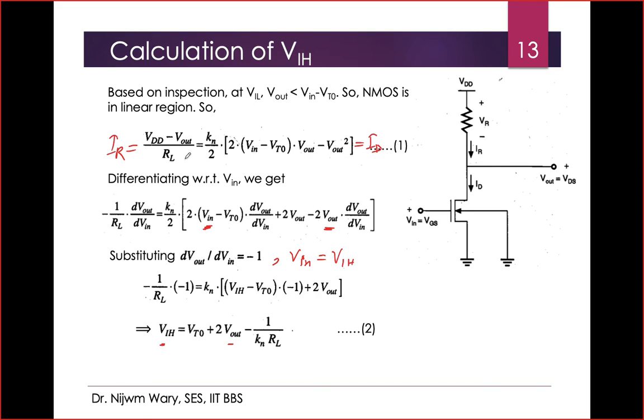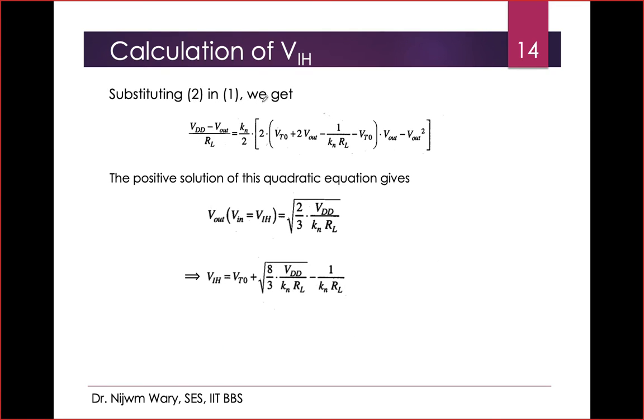So here also we can see, if I replace this V in with VIH, I have an equation which has two unknowns, VIH and V out, and here also I have equation number 2 which has two unknowns, VIH and V out. So if we solve 1 and 2 by substituting 2 in 1, we can get this kind of expression, which is a quadratic in terms of V out.